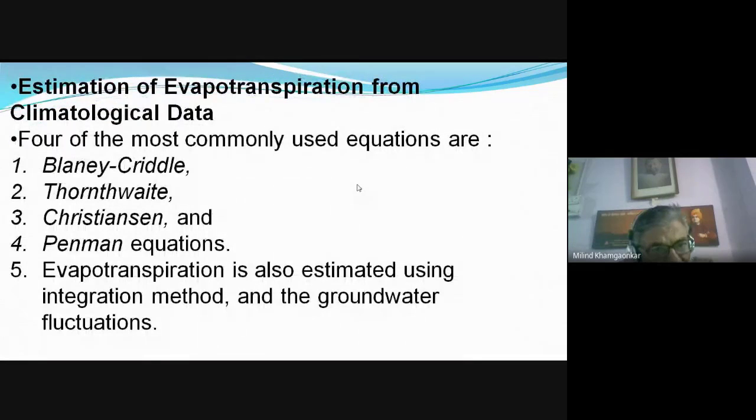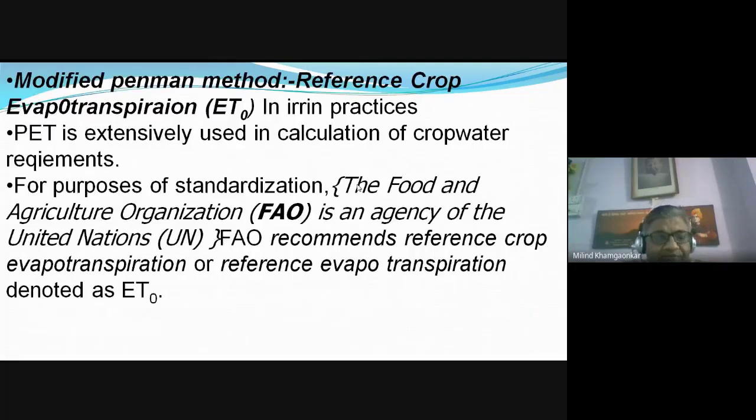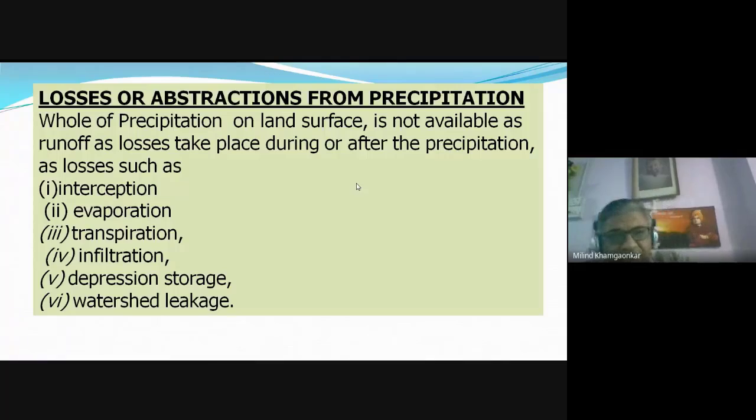There are certain formulas based on the climatological data. They are the Blaney-Criddle formula, Thornthwaite formula, Christiansen, and Penman evapotranspiration. Various formulas are there. But in our India, we use the formula prepared by Mr. Penman. It is also approved by the Food and Agriculture Organization (FAO), which is part of the United Nations.